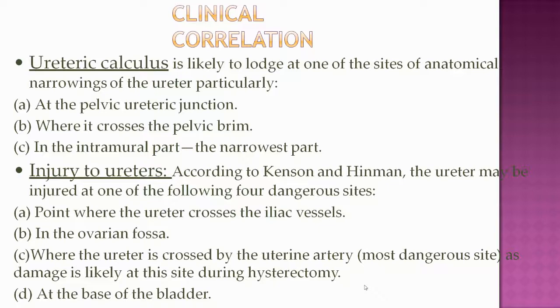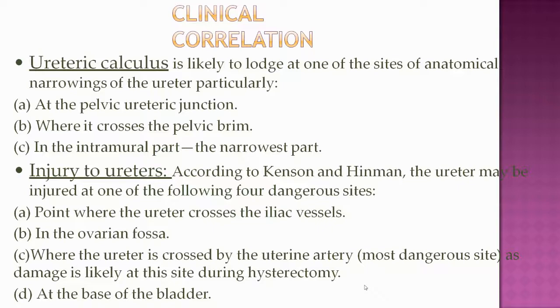Ureteric calculus is the more common and important clinical pathology of the ureter. It is likely to lodge at one of the sites of anatomical constriction of the ureter, particularly at the pelviureteric junction, when it crosses the pelvic brim, and in the intramural part, that is the narrowest part of the ureter. Injury to the ureter.